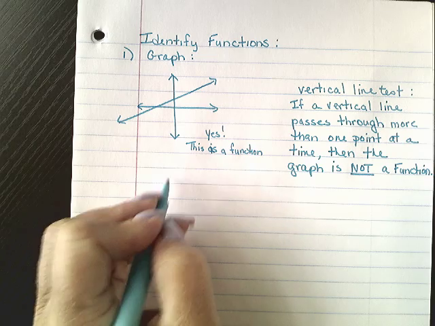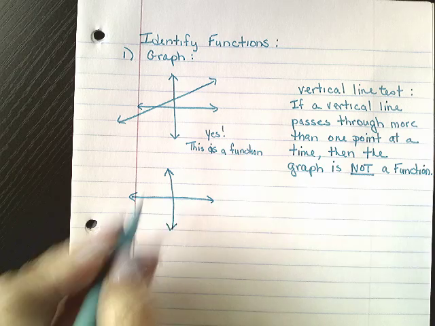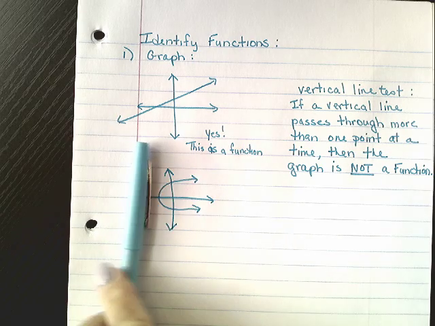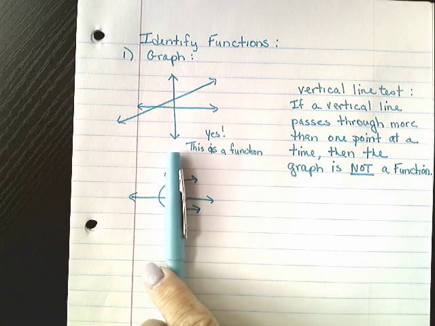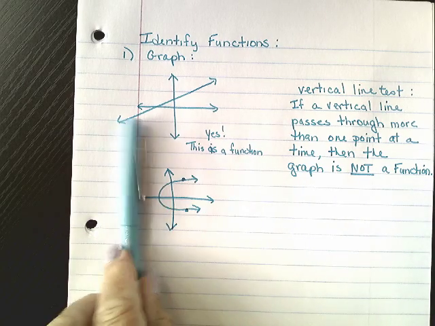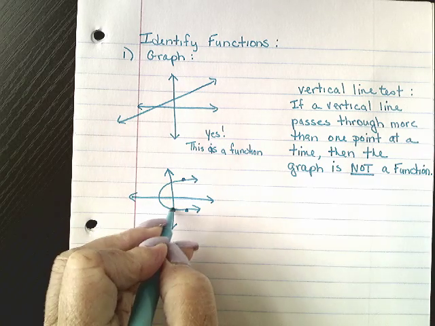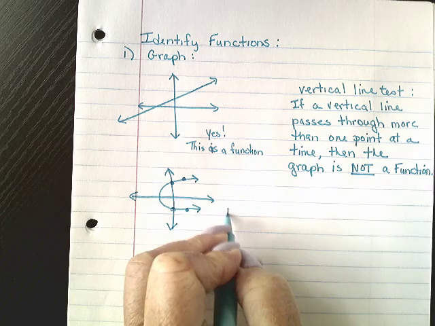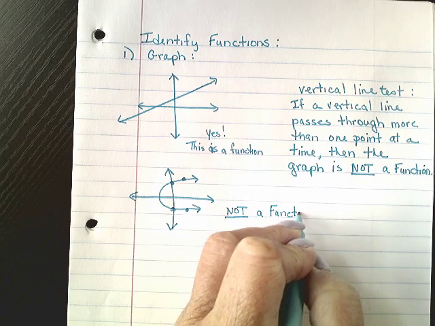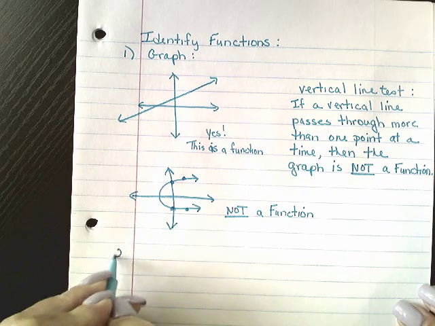Okay, what about if it looked like this? If I come through, am I going to pass or touch more than 1 point at a time? I sure am. If I do this vertically and I'm coming straight through, aren't I going to land on 2 points at the same time? There would be 2 points here at the same time. So this is not a function. Now we only use that vertical line test for graphs.